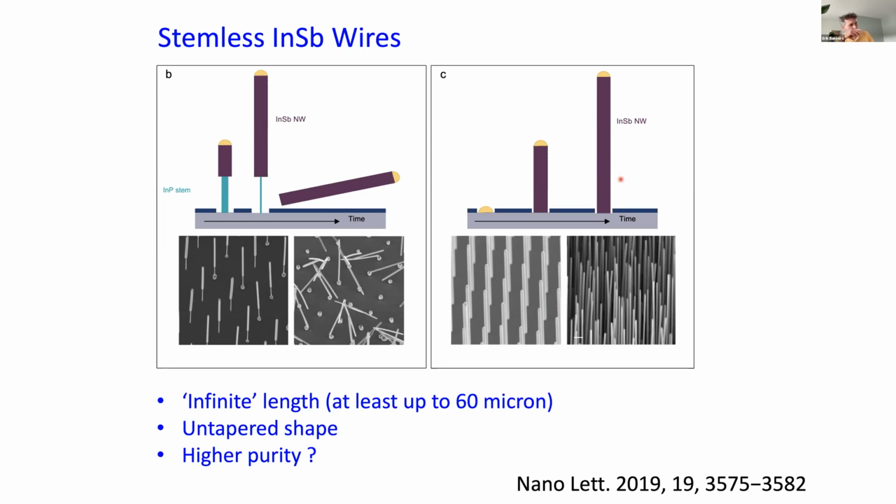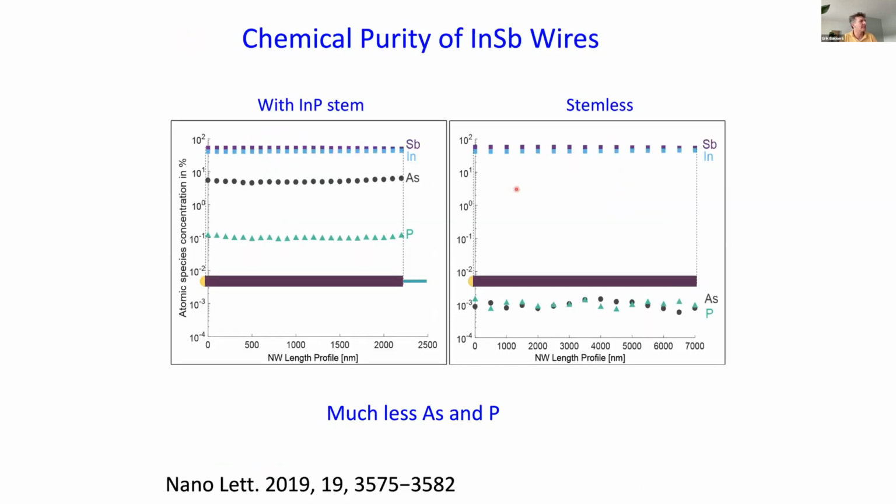And a question we also had is, how about the purity of these wires? What is happening here? If we do have the stem, then this indium phosphide evaporates. And this phosphorus, and sometimes we also have arsenic, may be incorporated in the indium antimonide. And that also leads to disorder, of course, in the system. So now the question is, what happens to the purity of the system if we go from these stemmed wires to these stemless wires?